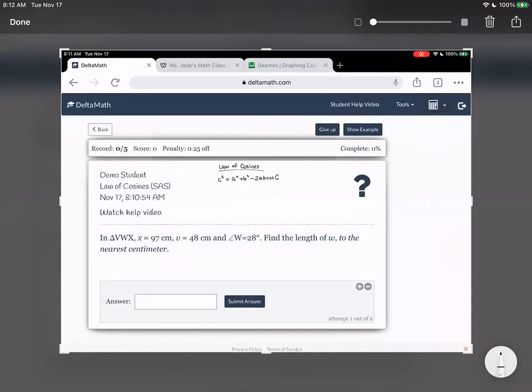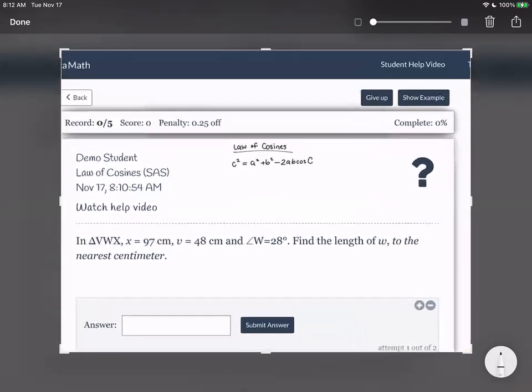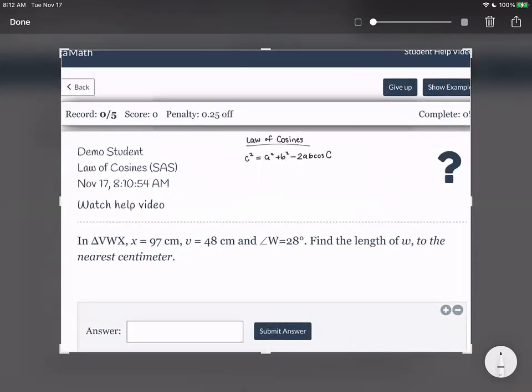All right, so we got a triangle VWX, and then they give us the labels. Now we're just going to have to draw it out and then solve for it. So I just draw some random triangle. I'll label my vertices where x is 97 centimeters, v is 48 centimeters, and angle W is 28 degrees. Find the length of w to the nearest centimeter. So we're finding the length of w, that red side on the bottom.